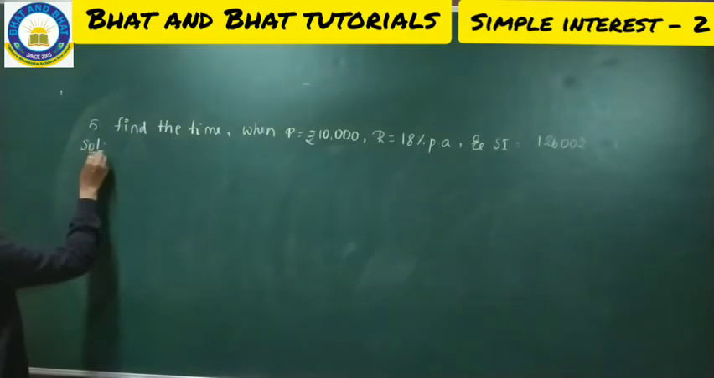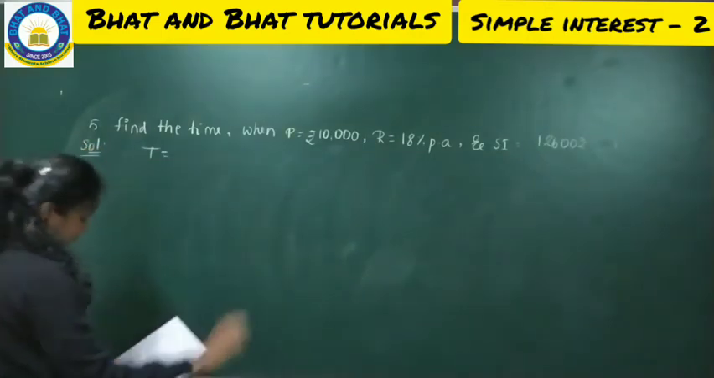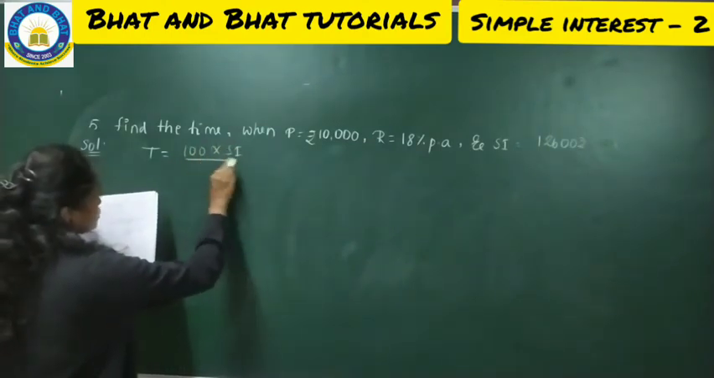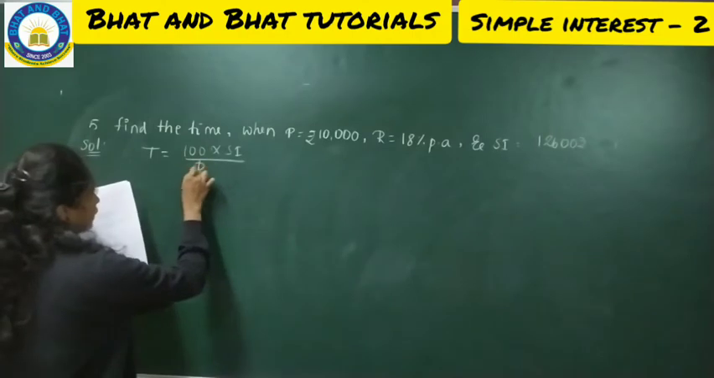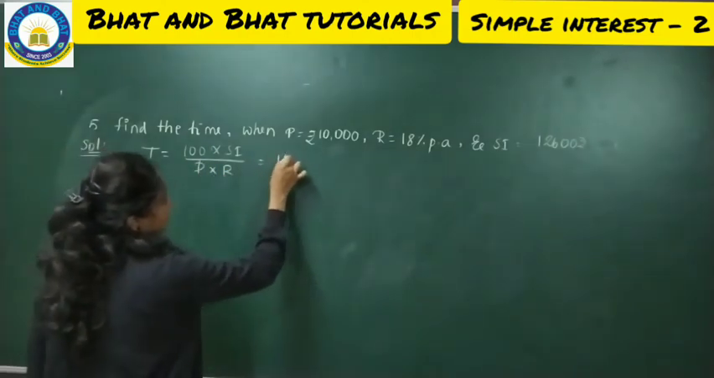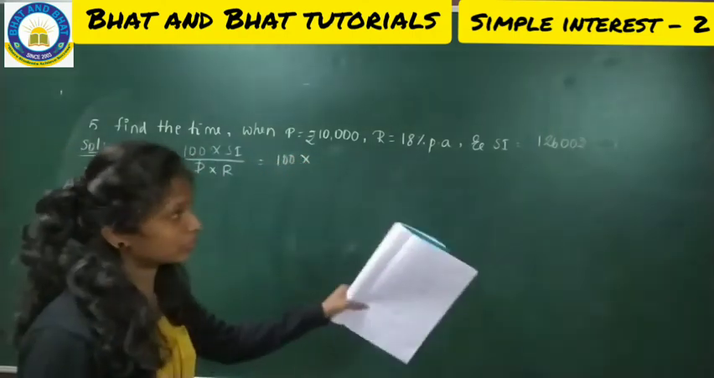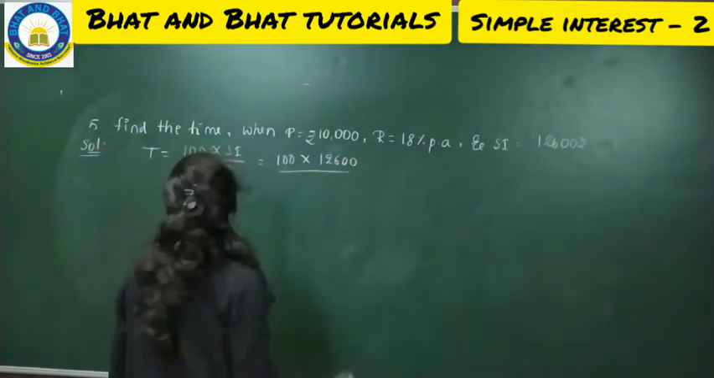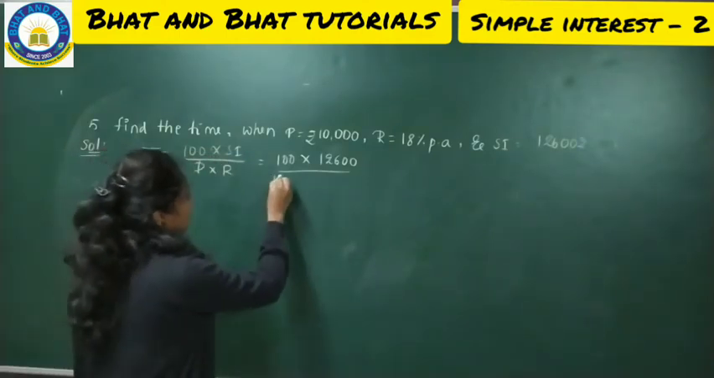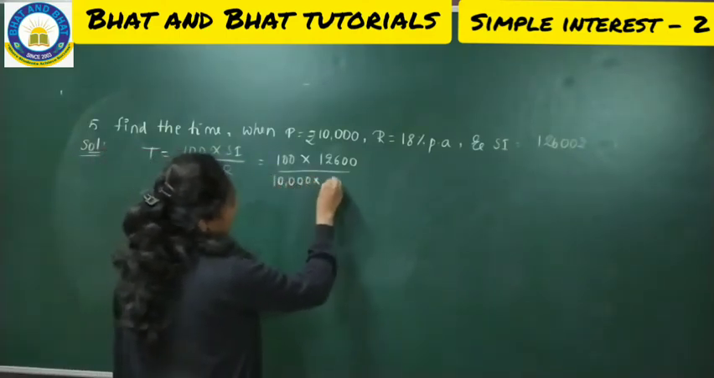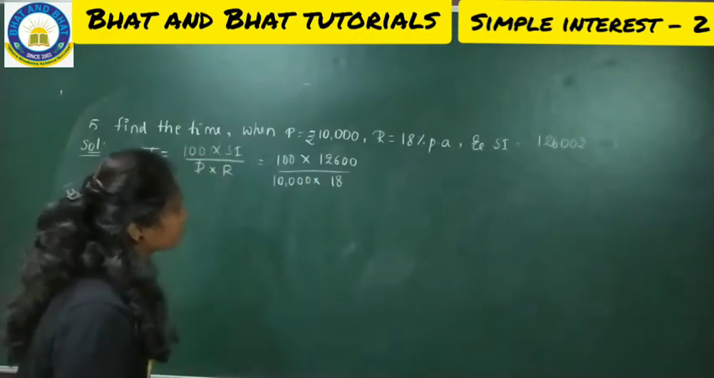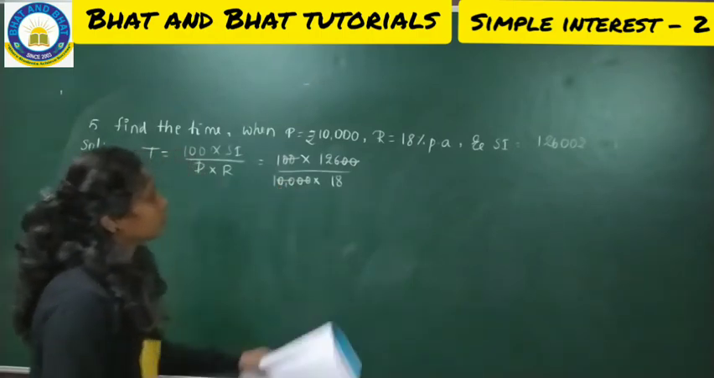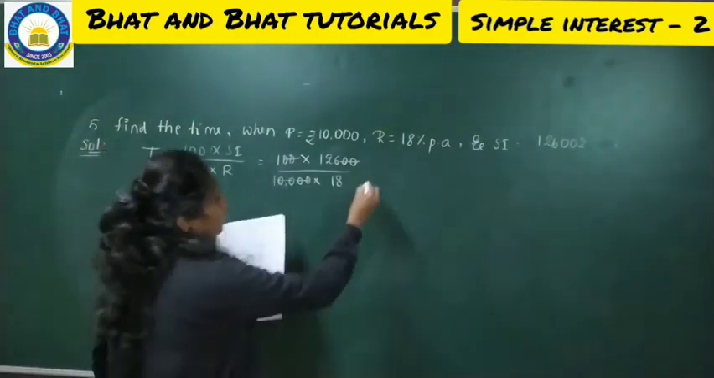To find the time, we have the formula. So go with the formula. T is equal to 100 into simple interest divided by P into R. So 100 into, what is the simple interest? 12,600, divided by, what is the P here? 10,000. And what is R? 18%, that is 18. So now 20, 20, 20, 20, and you have 18 divided by 126.